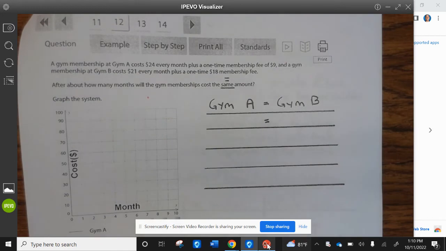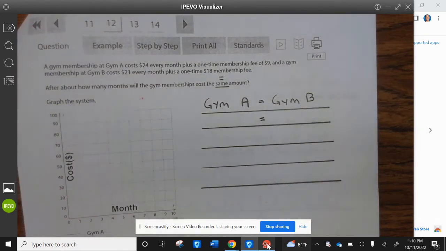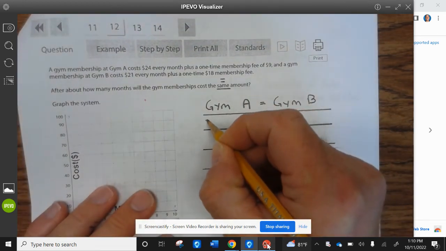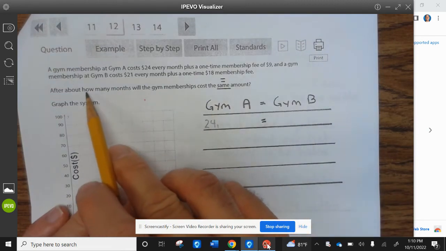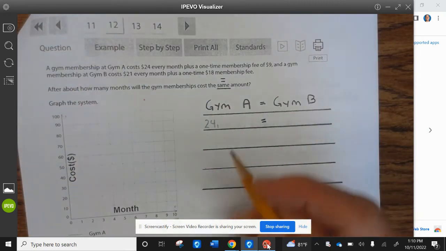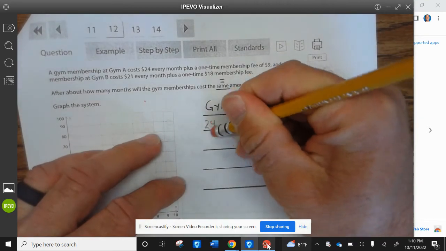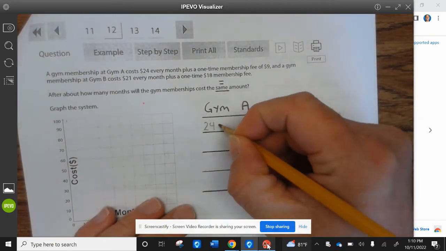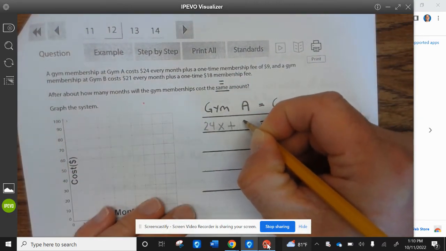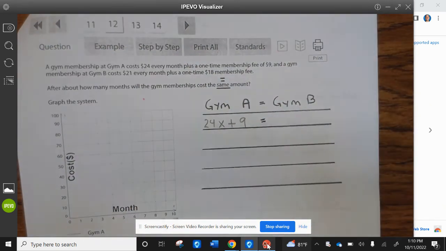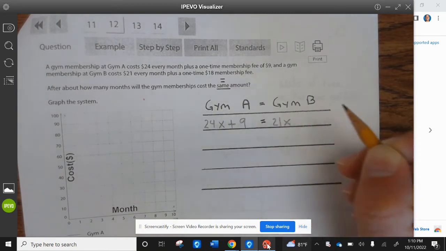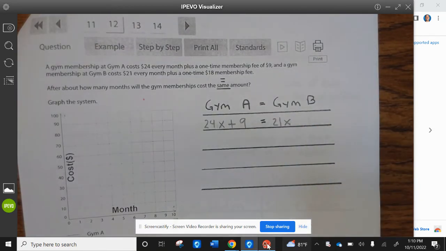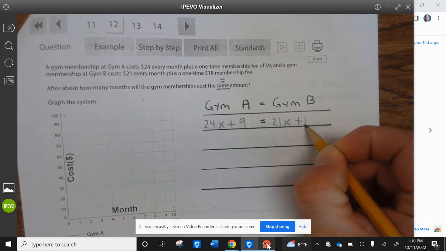Last example. A gym membership at Gym A costs $24 a month plus a one-time membership fee of $9. So that's $24. Gym A is $24 per month, which month is, let's call that x, plus a one-time fee of $9. Now, Gym B costs $21 per month with an initial $18 fee.